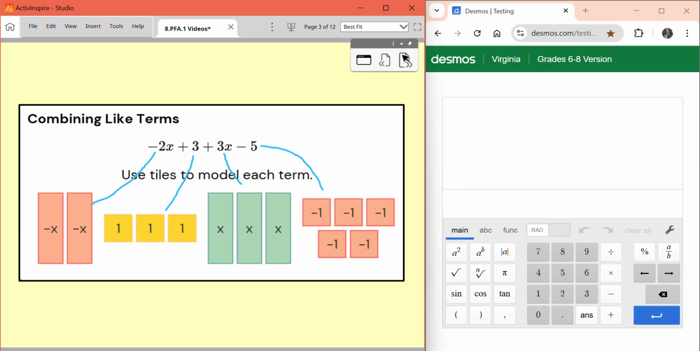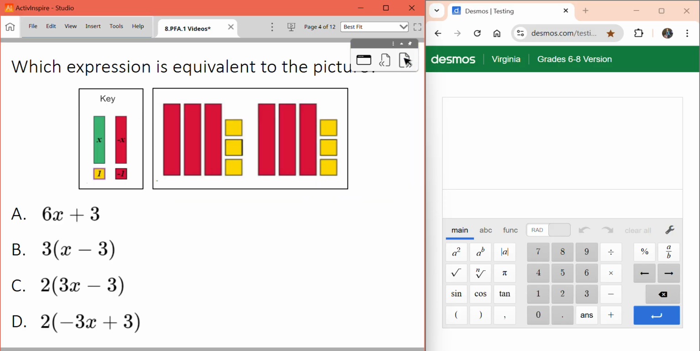And I'll show you what some of these questions might actually look like on an actual test. Okay, this one says, which expression is equivalent to the picture? Now, one thing I want everybody to notice is that we have a key over here. So the red rectangles and the yellow blocks aren't labeled, even though you might already know what they are. They aren't labeled, so they have to give us a key.